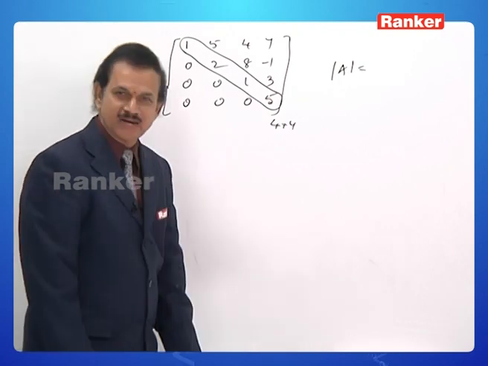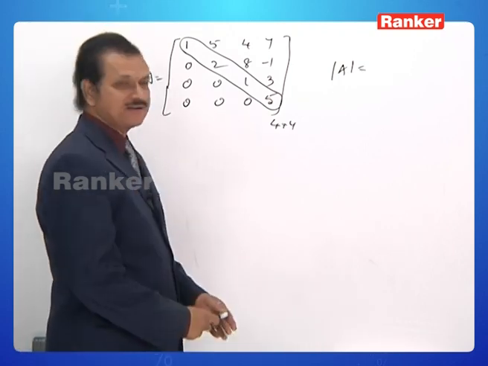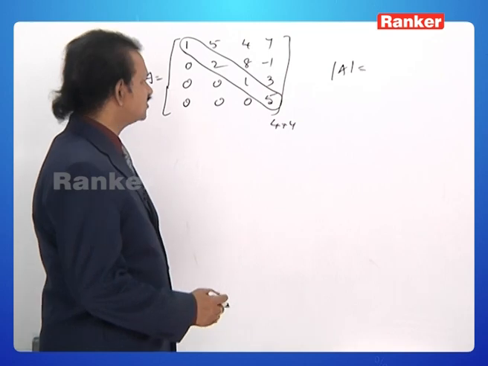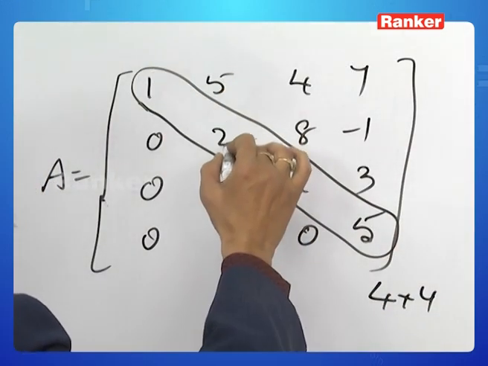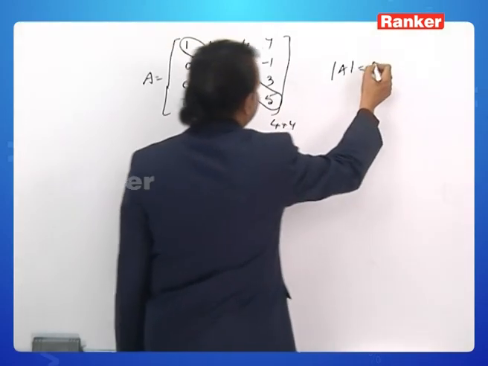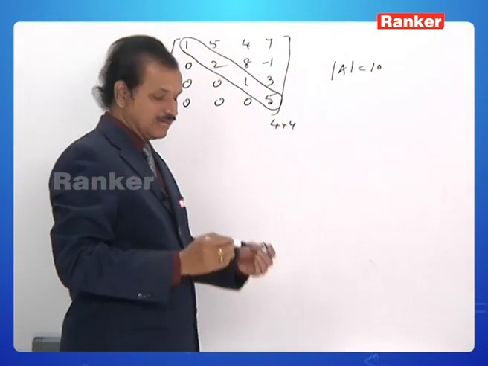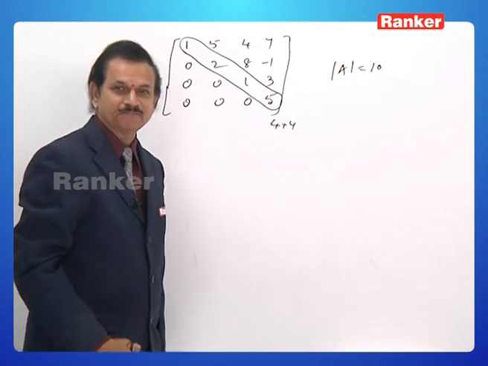In the case of an upper triangular matrix, it is just enough to find the product of the diagonal elements: 1 into 2, into 2, into 5, which is 10. That's all, the determinant. Okay, what is the reason for that?